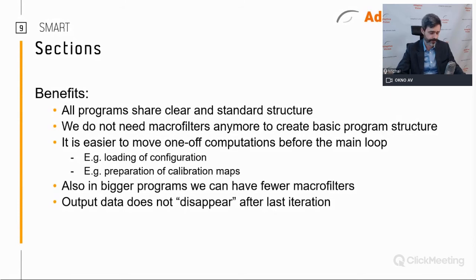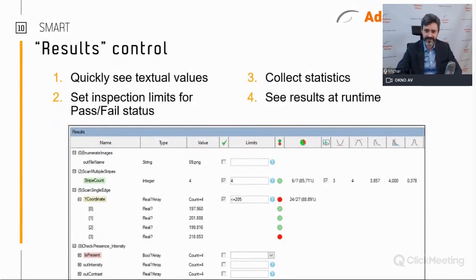And the next element, results control. There were also some versions of this control, but this was also significantly improved in 5.0. What is results control for? It is a multifunctional control, especially useful in Smart Edition. It can be used to quickly see textual values. It can be used to set inspection limits, those minimal, maximal values that define if the status of inspection is pass or fail.